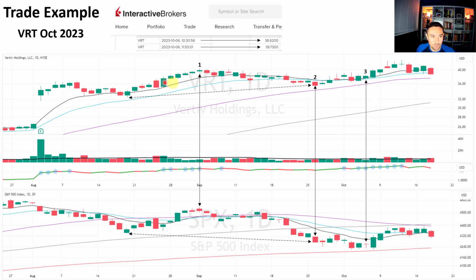If you look at this high point coming through here at point number 1, VRT is making a higher high, whereas the S&P 500 is making a lower high. So what's stronger? It's the stock as well. And then you can see all of these 52-week highs.